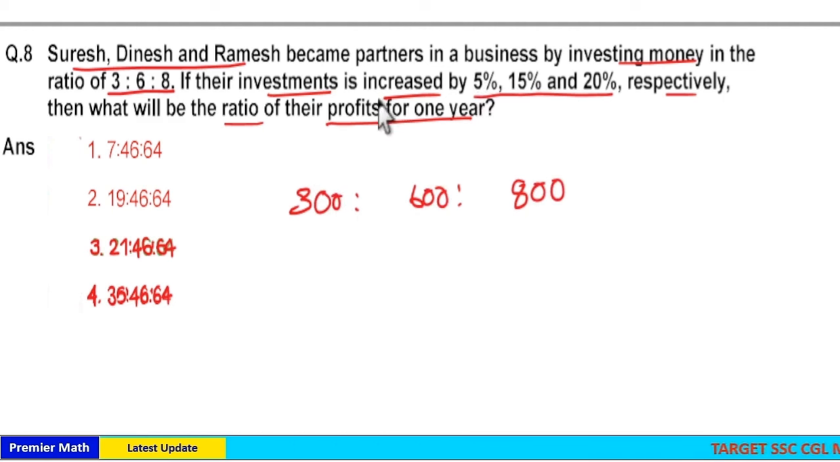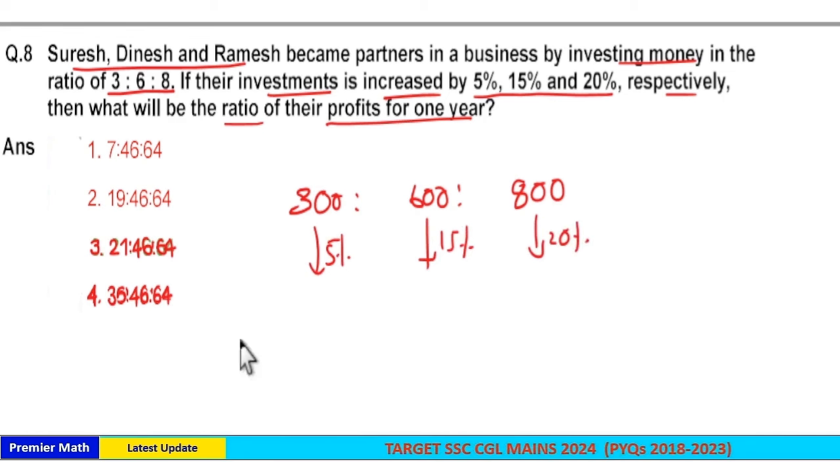And this investment increased by 5%, 15% and 20%. Now 5% of 300 means 10% is 30, then 5% is 15. So 300 plus 15, 315 is the new investment. Now 15% of 600, 10% is 60, 5% is 30. So 60 plus 30, 90 is 15%. So 690 is the new investment.